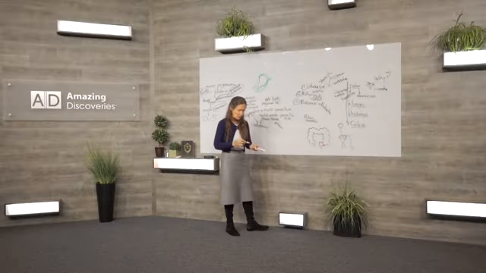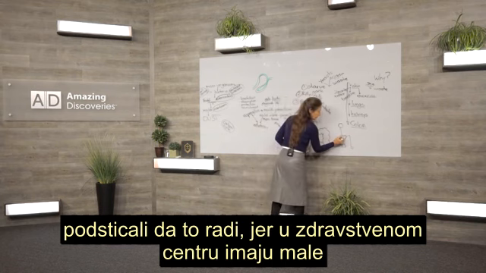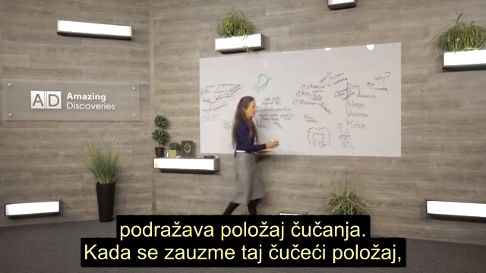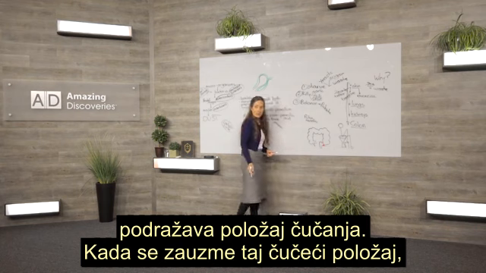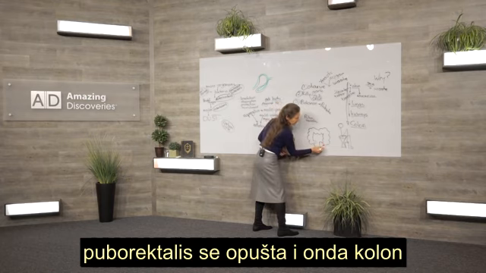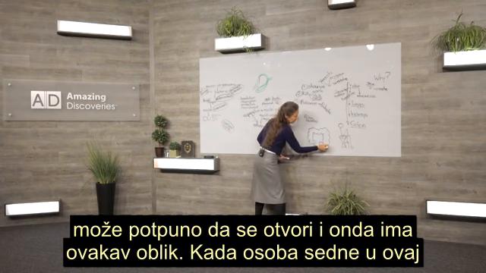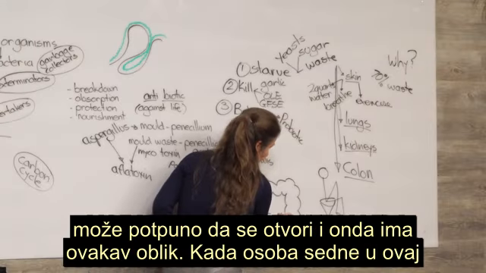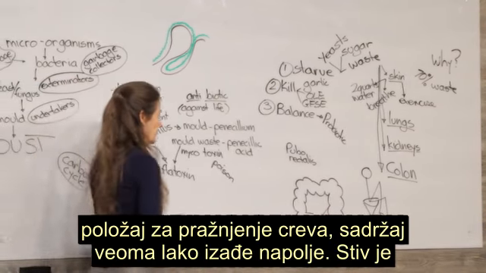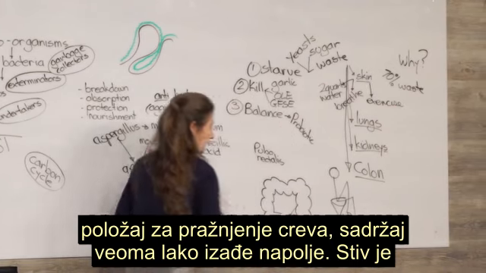Now when a person squats, which is what Steve was encouraged to do because at the health retreat they had little stools in front of the throne, the position to squat is mimicked and puborectalis relaxes. And when puborectalis relaxes, that allows the colon to totally open. So basically it comes like that. And so when a person sits to evacuate, the contents are allowed to go out very easily.